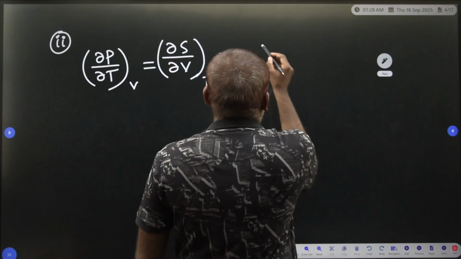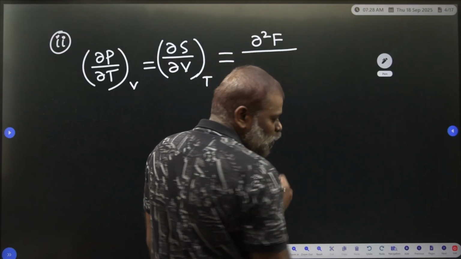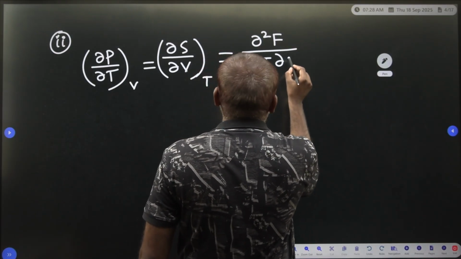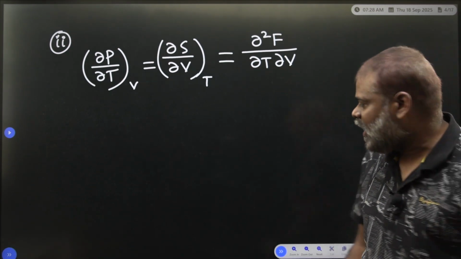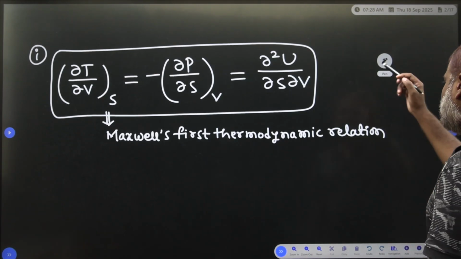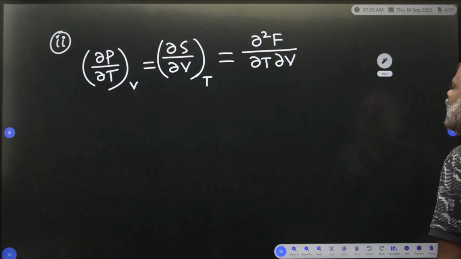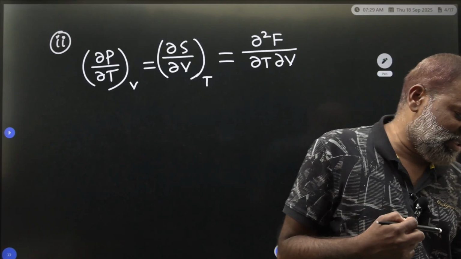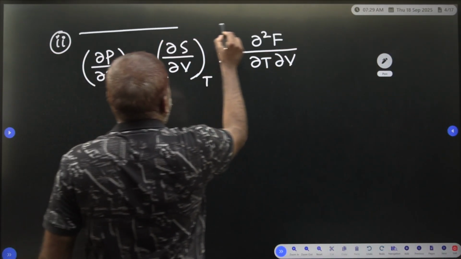So we are going to take ∂²F/∂T∂V. Here we have to write ∂²F/∂V∂T, and here also ∂²U/∂S∂V. This is the second Maxwell's thermodynamical relation. This relation is very, very important.